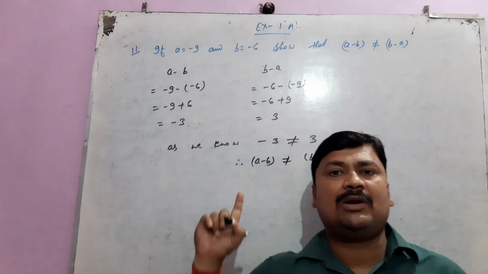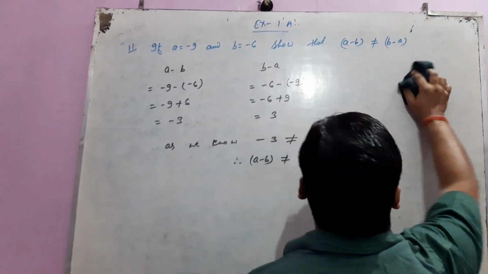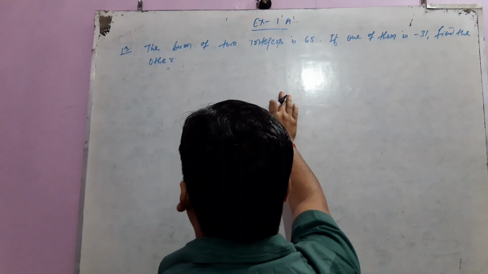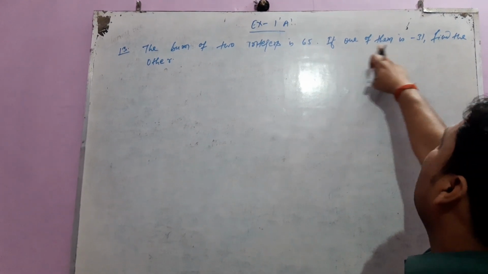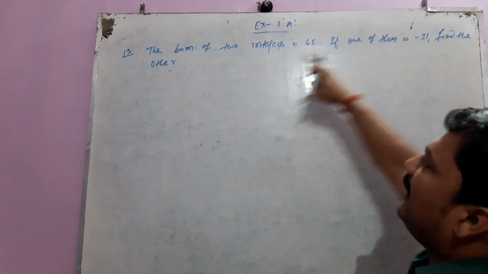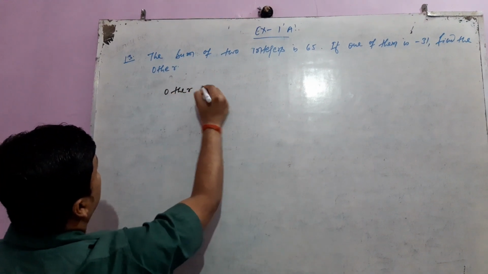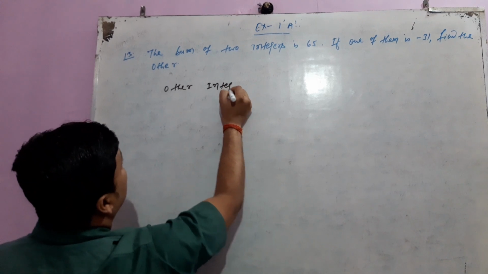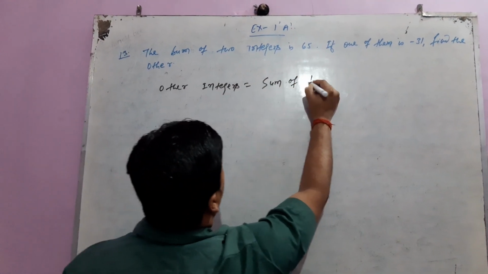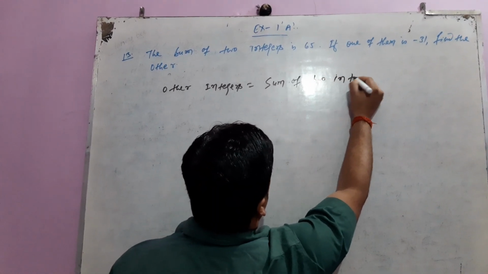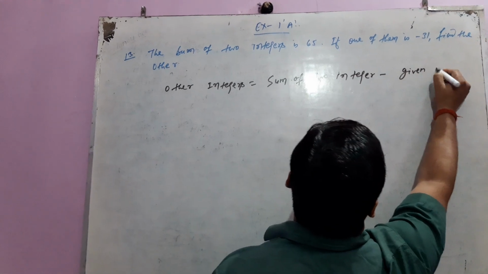Okay. Now question number 12 and 13 both are the same. So we have to look at question number 13 here. The sum of two integers is 65. If one of them is minus 31, find the other. So you have to write here: other integer is equal to the sum of two integers minus the given integer.